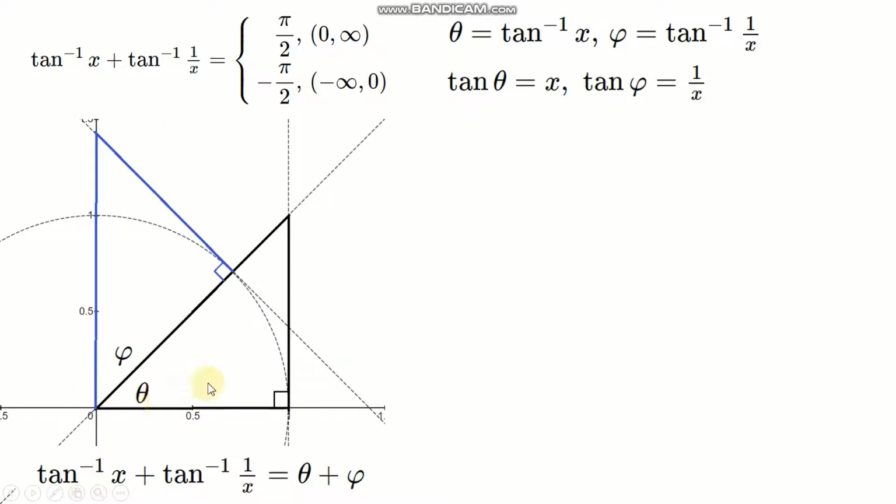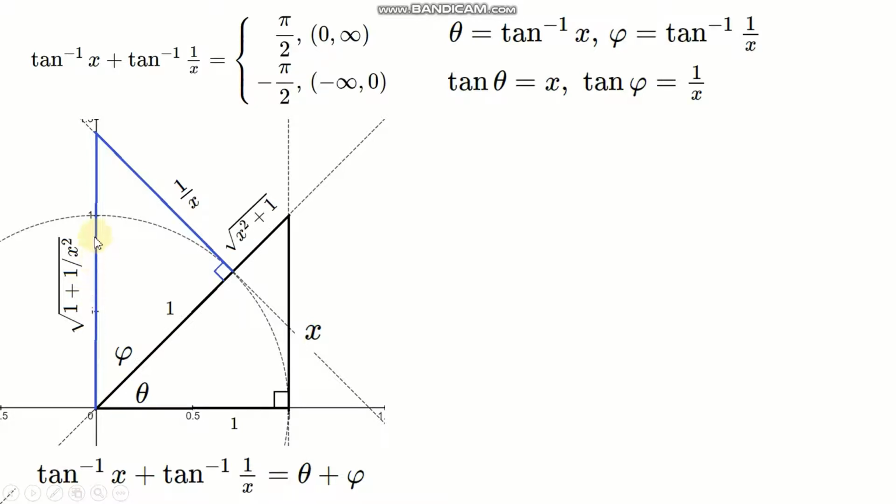Since theta equals arctan x, we have opposite side of x and adjacent side of 1. By Pythagorean theorem, we have hypotenuse of square root of x squared plus 1. And for angle phi bar, we have arctan 1 over x. We have opposite side of 1 over x, adjacent 1, and the hypotenuse square root of 1 plus 1 over x squared.